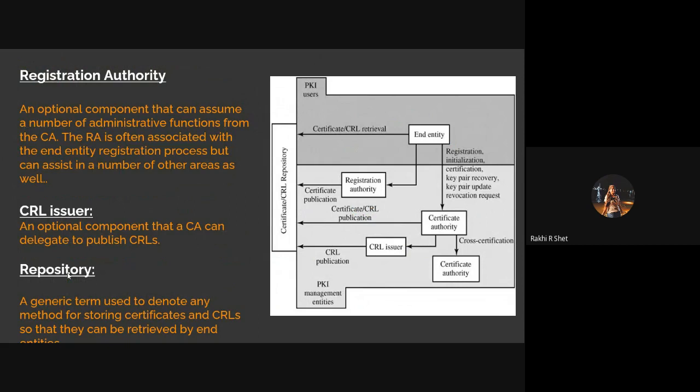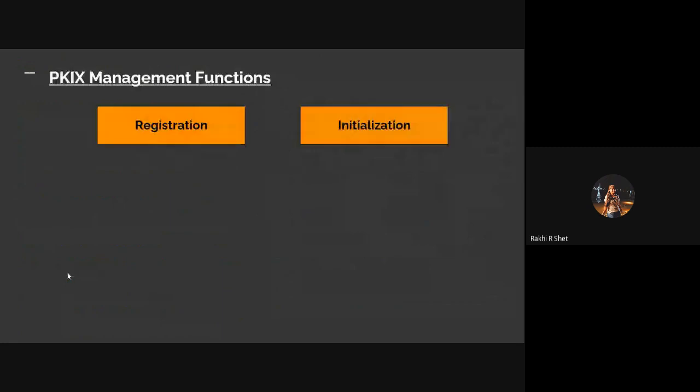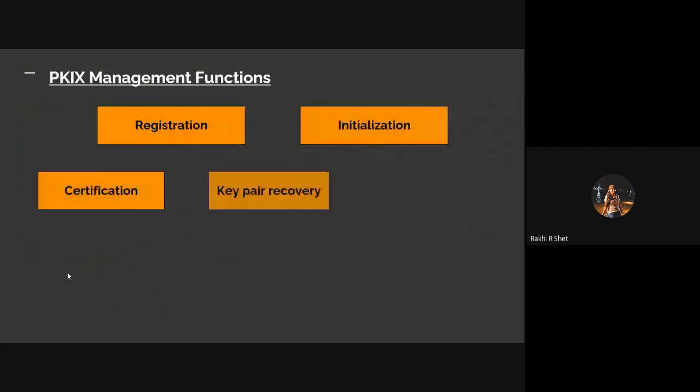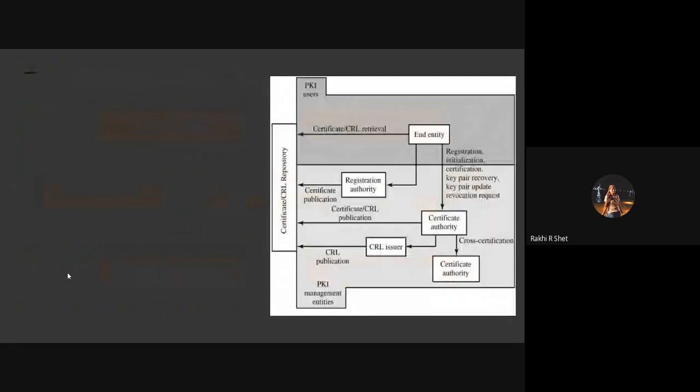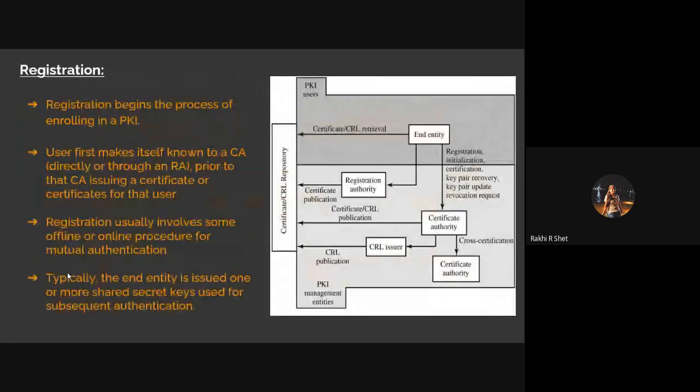Next, the functions performed by PKIX are registration, initialization, certification, key pair recovery, key pair update, revocation request, and cross certification. So registration. In any aspect, registration is the first process where we give the information and get it stored. So here also registration begins the process of enrolling in a PKI. The user first makes itself known to the CA, prior to the CA issuing a certificate to the user.